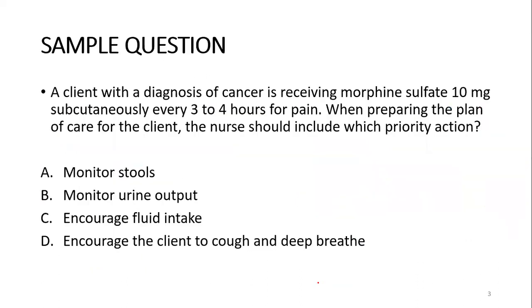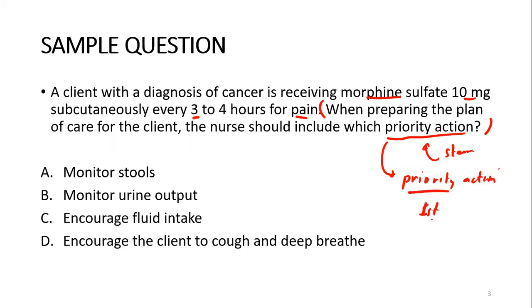For example, a client with a diagnosis of cancer is receiving morphine sulfate 10 milligrams subcutaneously every 3 to 4 hours for pain. When preparing the plan of care for the client, the nurse should include which priority action. First things first, this is your stem question, correct? In your stem question, you have your clue. Your clue is trying to identify your priority action. So priority means first action.